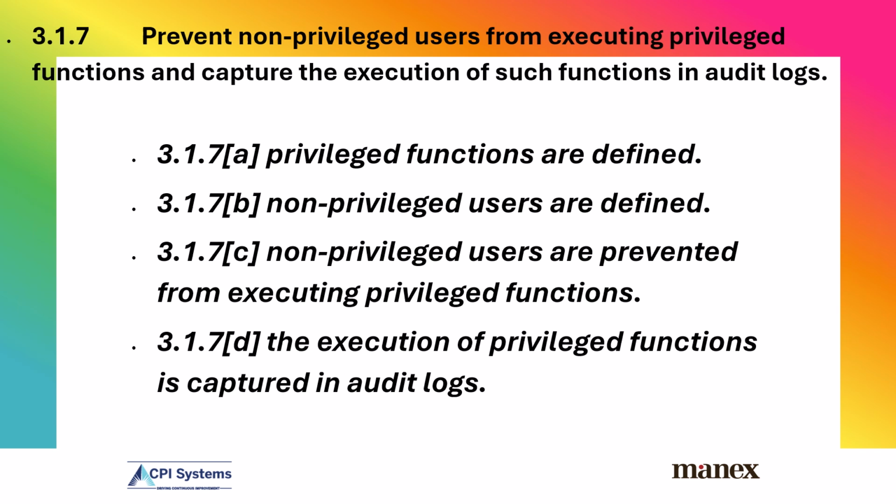3.1.7c says non-privileged users are prevented from executing privileged functions. This is a key. Users that don't need admin rights are prevented from using the admin account. And finally, 3.1.7d, the execution of privileged functions is captured in the audit logs. All actions are captured in audit logs. Assessors will look for clear definitions and practical control measures. Each objective ensures you know who can do what and how you capture and monitor these actions.